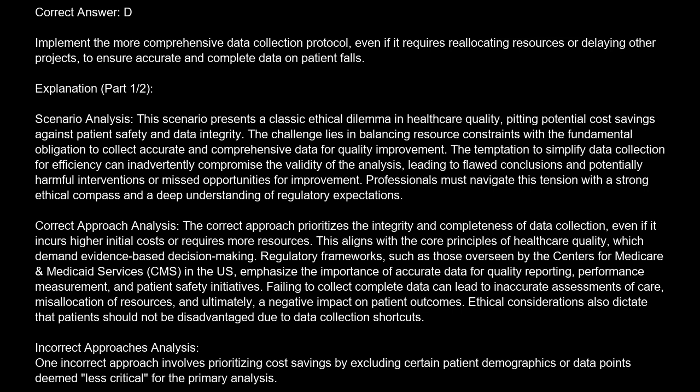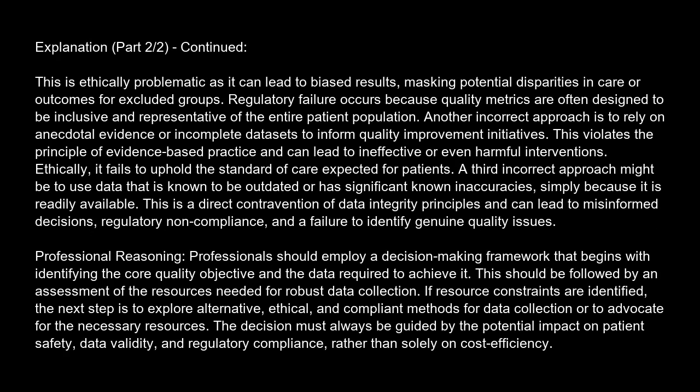Incorrect approaches analysis. One incorrect approach involves prioritizing cost savings by excluding certain patient demographics or data points deemed less critical for the primary analysis. This is ethically problematic as it can lead to biased results, masking potential disparities in care or outcomes for excluded groups. Regulatory failure occurs because quality metrics are often designed to be inclusive and representative of the entire patient population. Another incorrect approach is to rely on anecdotal evidence or incomplete datasets to inform quality improvement initiatives. This violates the principle of evidence-based practice and can lead to ineffective or even harmful interventions.